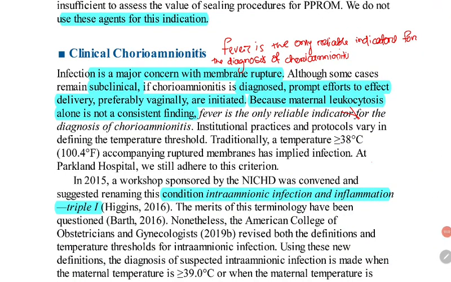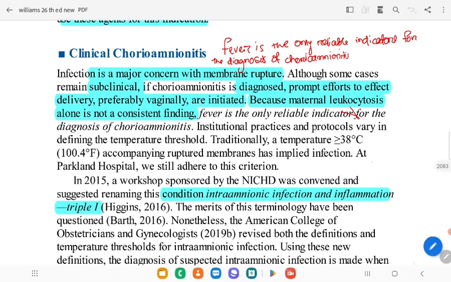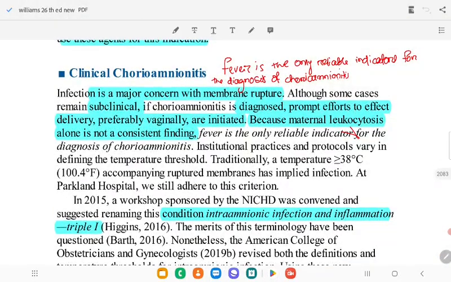Okay, today we're going to talk about clinical chorioamnionitis from the Williams textbook, 26th edition. Clinical infection is a major concern with membrane rupture. Although some cases remain subclinical, if chorioamnionitis is diagnosed, prompt effort to effect delivery is needed. Preferably, you should go for vaginal delivery or initiate it.